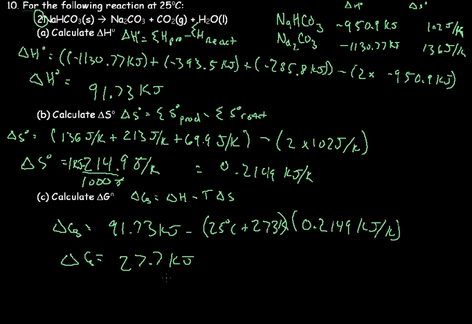So what this tells us is this is a non-spontaneous reaction. If our delta G is positive, it's non-spontaneous. If it's negative, it is spontaneous. So this combines our two factors that we've learned before.